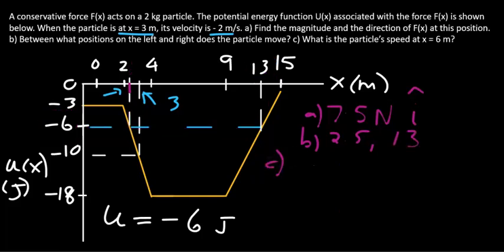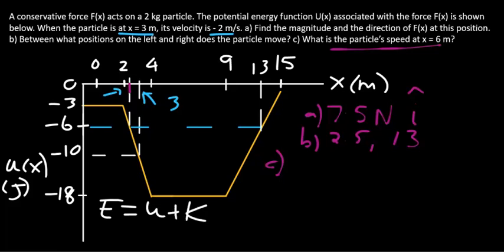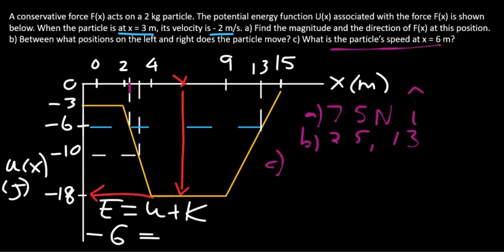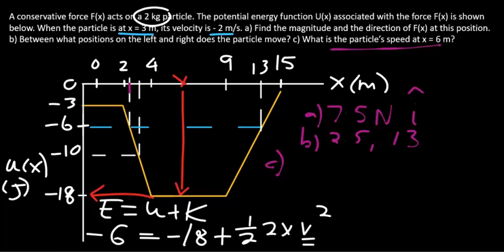Now finally part C. Find the particle's speed at x equals 6. Since the total energy is U plus K, we know the total energy was minus 6 joules. Now let's see what the potential energy is at x equals 6. x equals 6 is somewhere, say there, all the way here. It gives you a potential energy of minus 18. So minus 18 plus the kinetic energy, which is half times the mass, it is a 2 kg particle, times the speed squared, the speed that you want to determine.